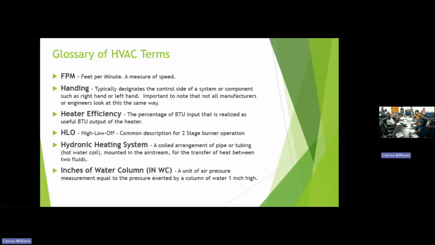HLO is another abbreviation we use, meaning high low off. That tells us our burner is a two-stage burner. It's high, it's low, or it's off. Two-stage burner, high low off.